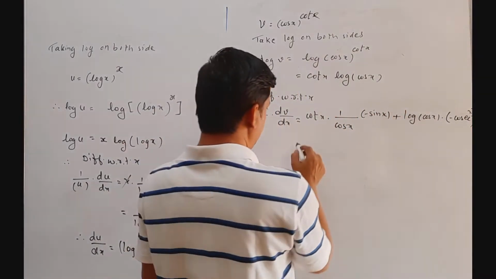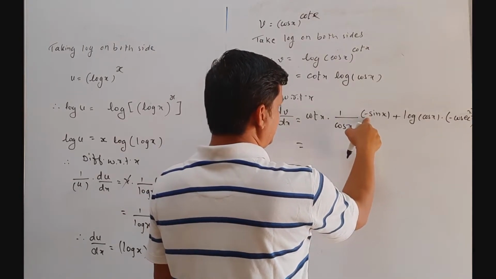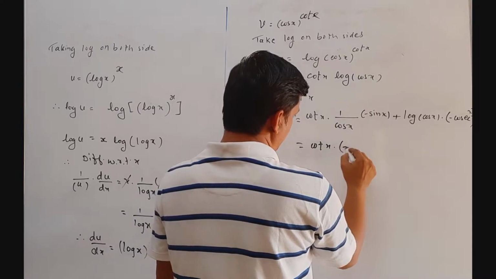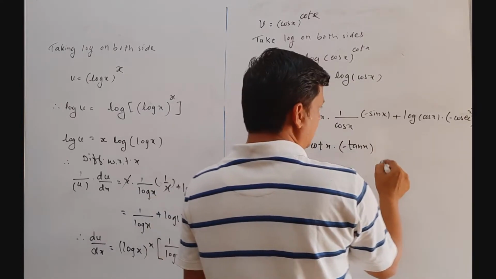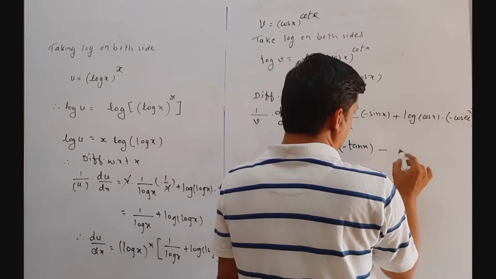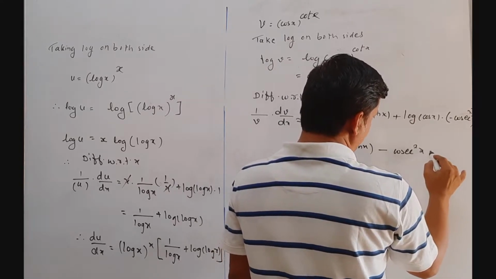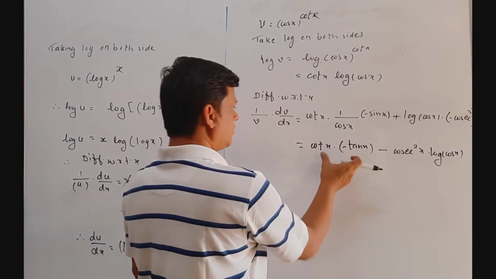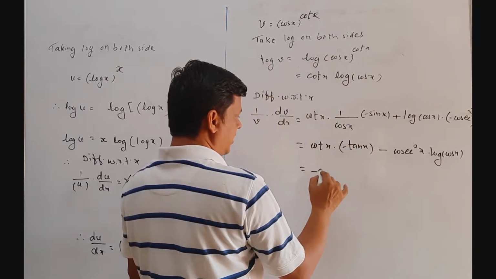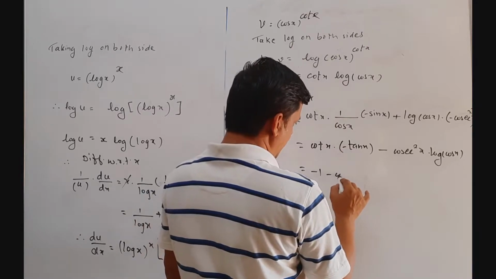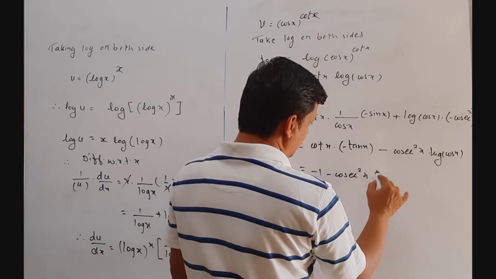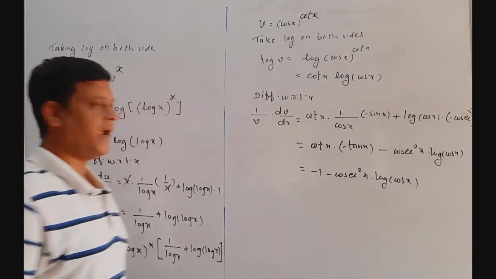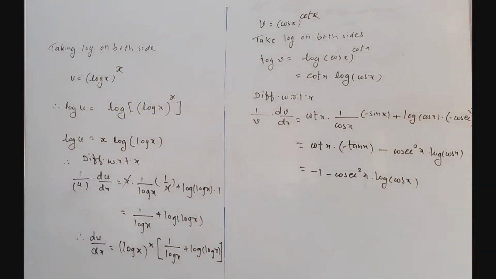So right here this minus sin x upon cos x, which is tan x. So right here cot x into minus tan x, then plus minus minus cos²x into log of cos x. So this cot x into tan x gets cancelled. So we get here minus 1 into minus cos²x into log of cos x.